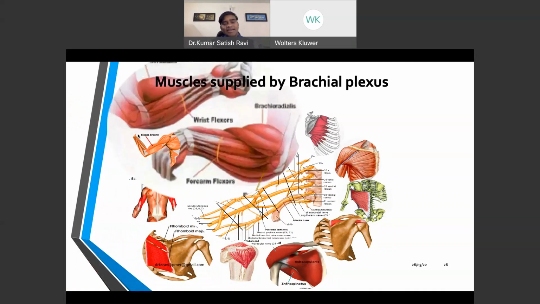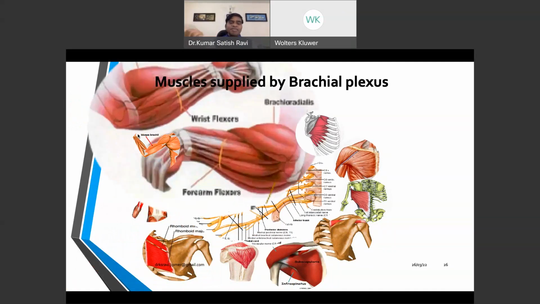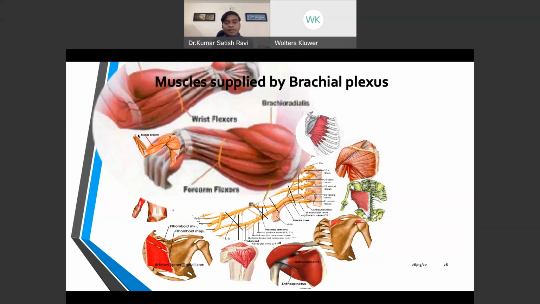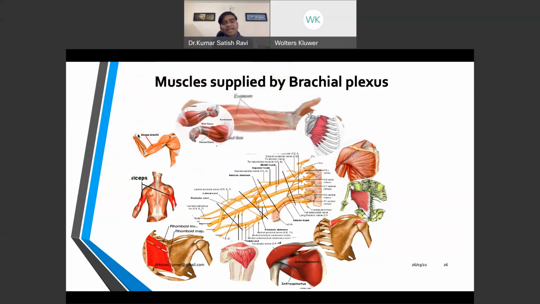So already I discussed the muscles. If you see the anterior compartment of the forearm, most of the muscles of the anterior compartment are supplied by the branch of the median nerve, the anterior interosseous nerve, except the flexor carpi ulnaris and the medial part of the flexor digitorum profundus, which are supplied by the ulnar nerve. The extensor muscles, I have already said, are supplied by the radial nerve.